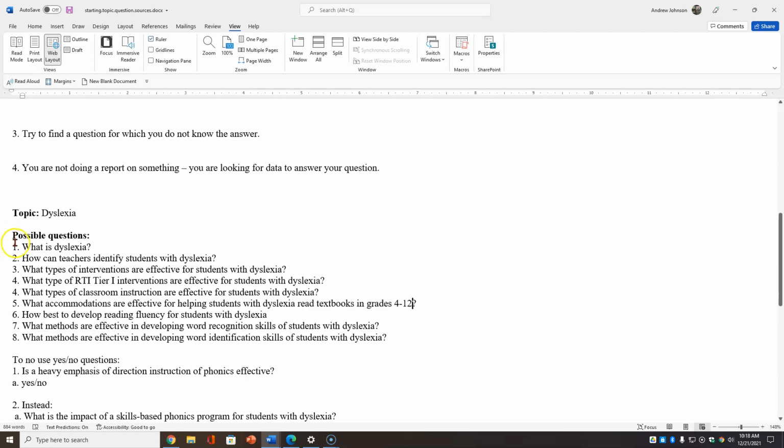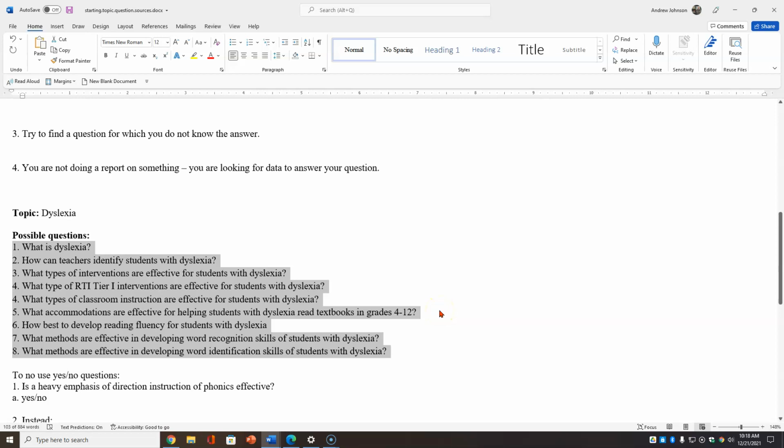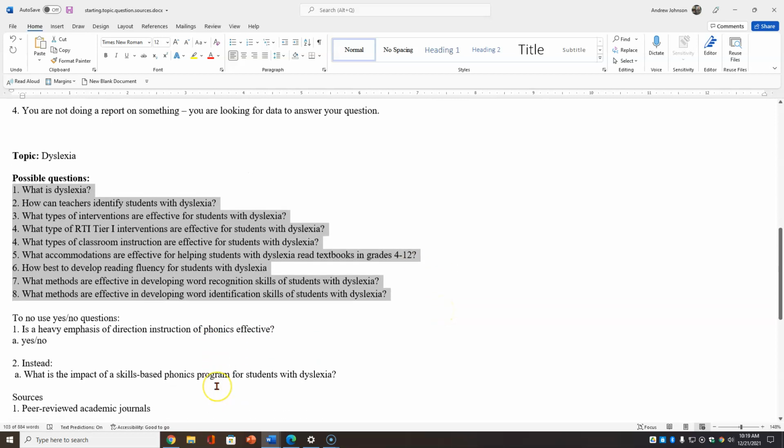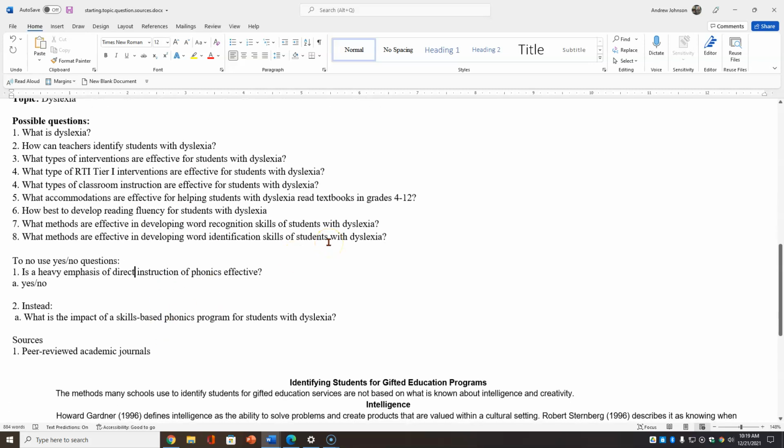You get the idea. You put it in the form of a question, and ideally it's a question that you do not know the answer to. You want to avoid yes-no questions. Is a heavy emphasis of direct instruction, not direction instruction, effective? That's a yes-no question, and that really doesn't answer anything. Instead, what is the impact of a skills-based phonics program for students with dyslexia? Or how should we address phonics for students? Something where you do not know the answer.